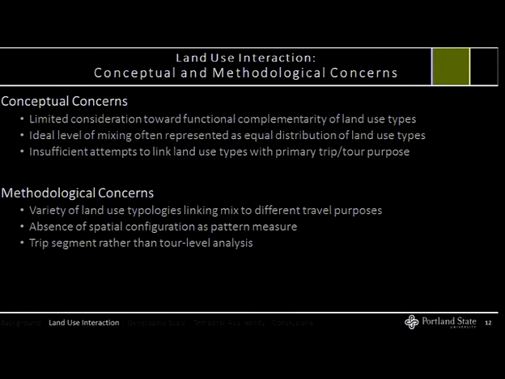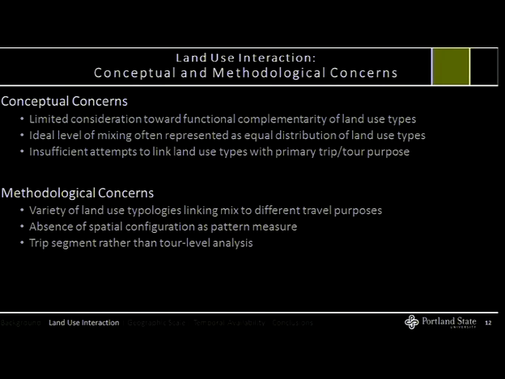The ideal level of mixing is often represented as entropy measures, so you're looking at an equal distribution of land use types, and there's no strong theoretical support for doing this, aside from a regional idea of jobs-housing balance. But if you start to look at more land use types, that idea of equal balance starts to fall apart. Also in the literature, there have been insufficient attempts to link land use types with the primary trip or tour purpose. So again, if you're looking at recreational travel, why would you include an industrial land use type within this mix of a neighborhood?